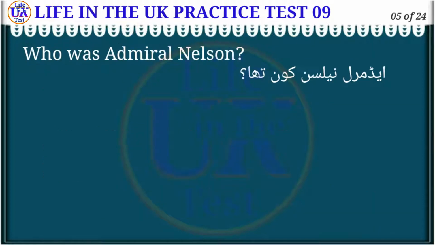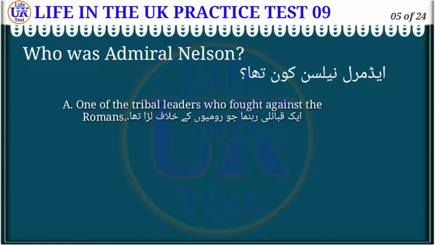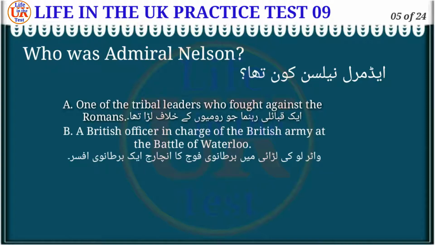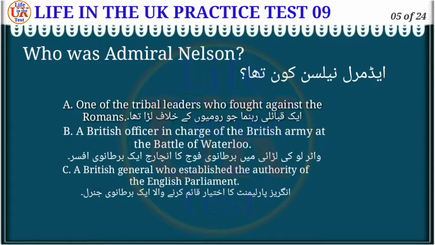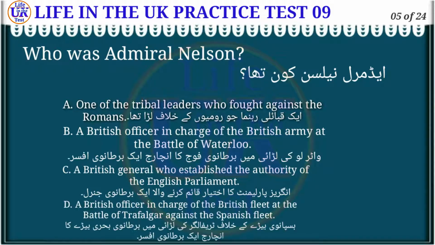Question 5 of 24. Who was Admiral Nelson? A. One of the tribal leaders who fought against the Romans. B. A British officer in charge of the British Army at the Battle of Waterloo. C. A British general who established the authority of the English Parliament. D. A British officer in charge of the British fleet at the Battle of Trafalgar against the Spanish fleet. The correct answer is D.